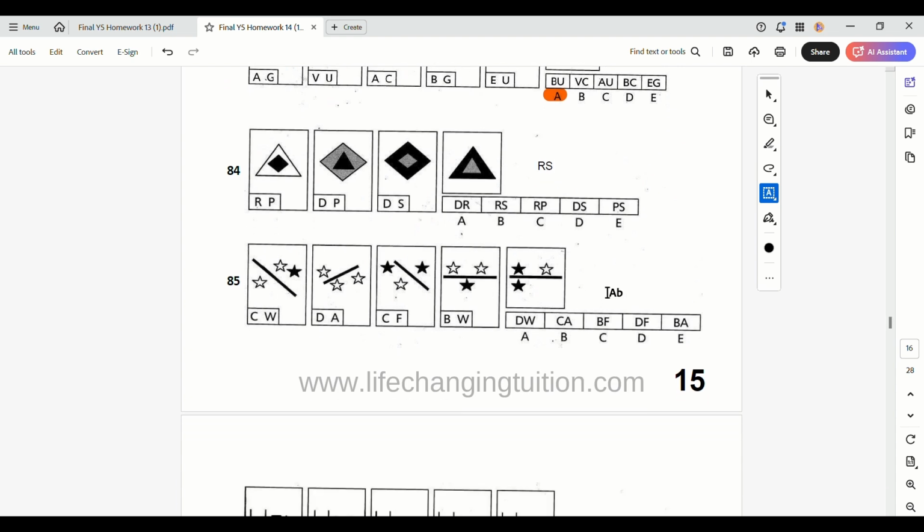Question 85. We've got the duplicates C and C. They both have 3 stars, but it can't be that. It can't be the rule because D also has 3 stars. So what else could be similar between C and C?